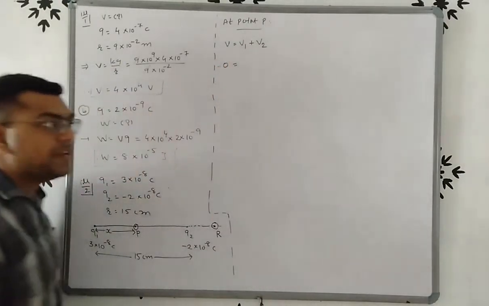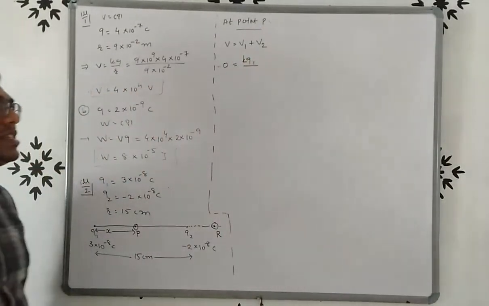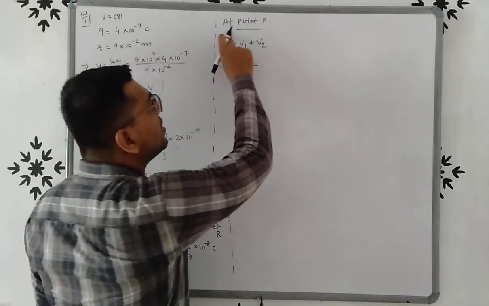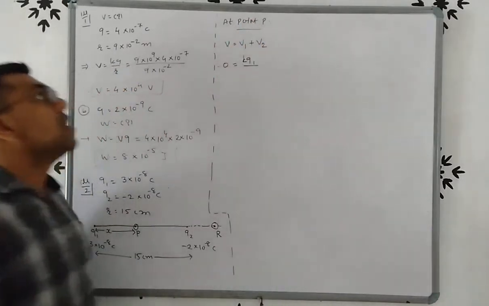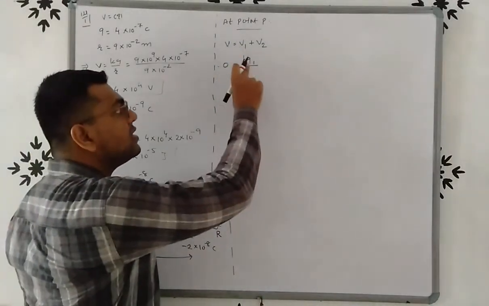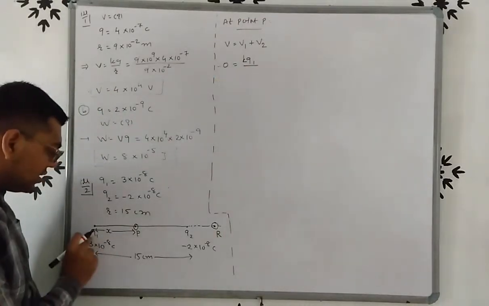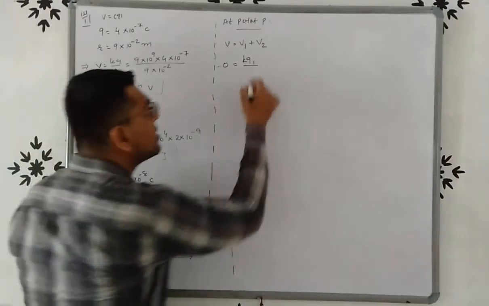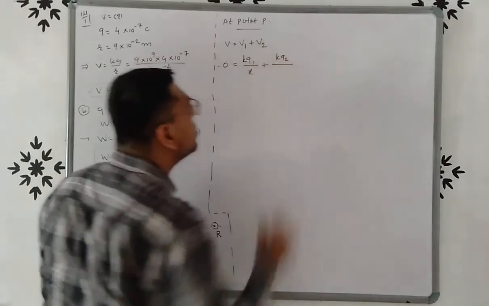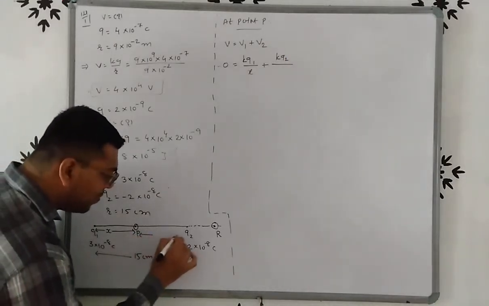V1, that is potential due to charge Q1. So KQ1 upon R, but the distance between Q1 to P, right? Because here we calculate about this point P, right? So V1 is the potential due to charge Q1. So V1 is equal to KQ1 upon distance R, which is the distance between Q1 and P, x. So KQ1 upon x plus V2 is the potential due to charge Q2. So V2 is equal to KQ2 upon the distance between Q2 and P.